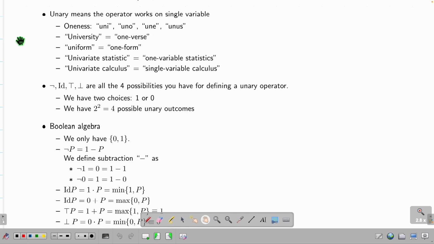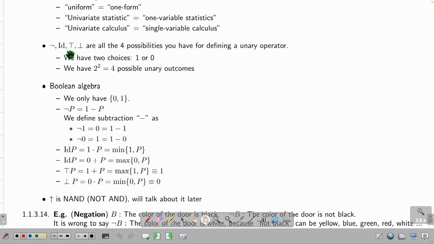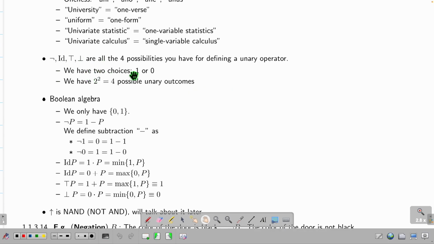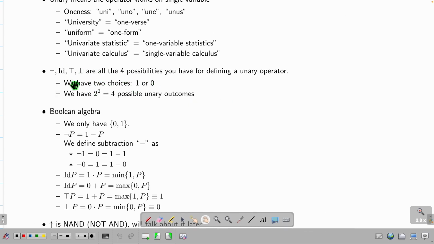Okay. Then what about unary? Unary means one, uniform, so it means one form. Universe means one verse. And univariate calculus means one variable calculus. And then these four symbols basically are all the four possible things you can get for a unary operator. There are only four possible cases. So therefore, there are four symbols here.